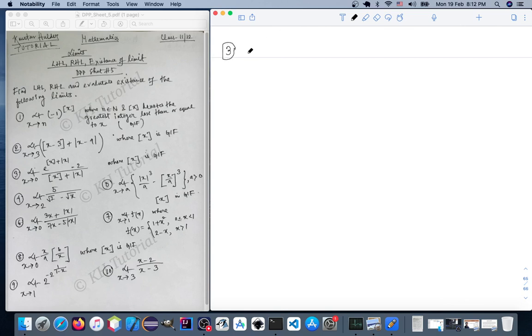The next problem is the function f(x) given as (e to the power [x] + |x| - 2) divided by ([x] + |x|). We have to check the limit existence. We have to find the LHL and RHL of this function at x equals 0.